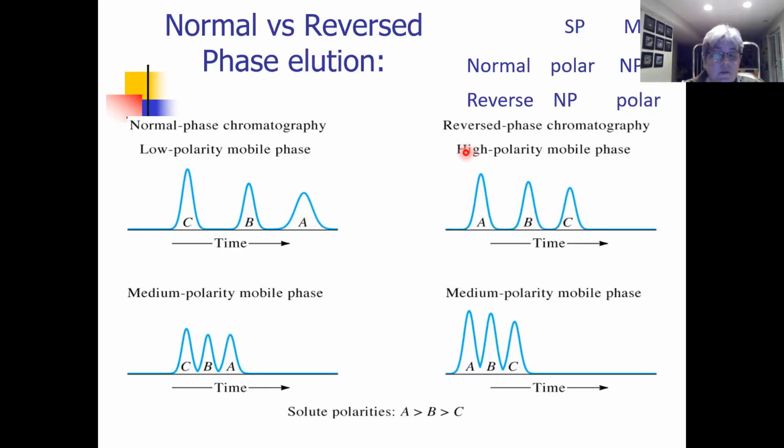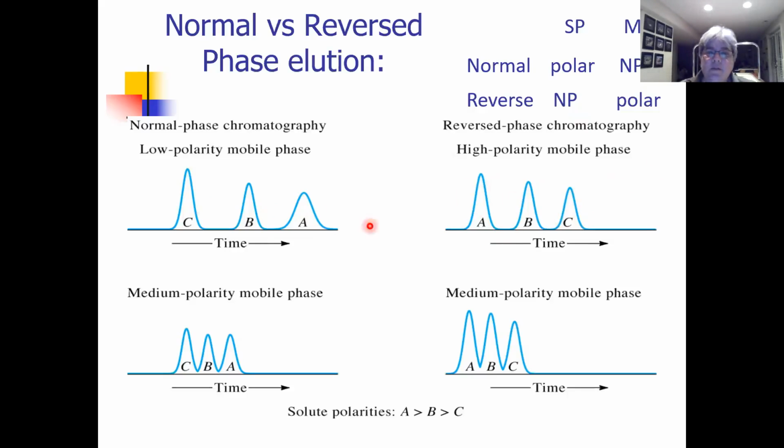And now notice for reverse, it's exactly the opposite. Here, the stationary phase is nonpolar. So who's going to come out last? The nonpolar compound, because it likes the nonpolar stationary phase. And then first is the polar. So notice the two orders are exactly reversed.